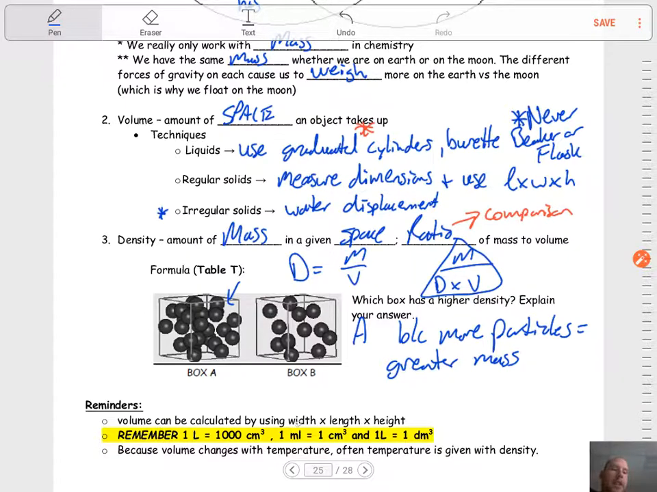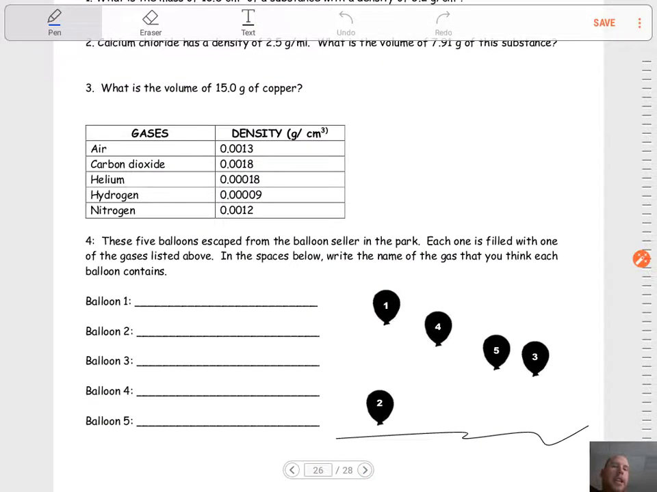So, reminders, guys. Volume can be calculated with length times width times height, like we said. This is a big one. That's why I put it in highlight for you. 1 liter equals 1,000 centimeters cubed. 1 milliliter equals 1 centimeter cubed. And we proved this, guys, with our little ruler activity with the cubes. Okay, so remember that. And because volume changes with temperature, temperature is given with density, because volume can change. We'll talk more about why that is later on in the year.